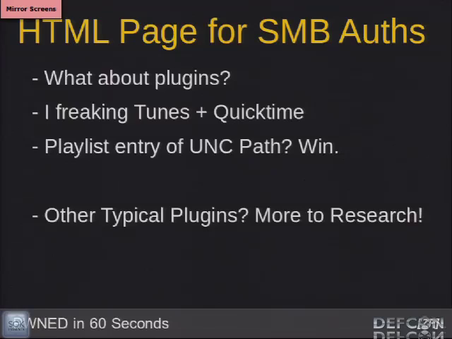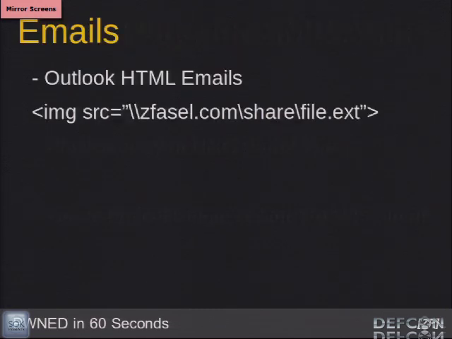So as I went through the list of different applications and QuickTime popped up, I thought, well, how do I get QuickTime to connect to a rogue network server to get the user's username and password? After a little tinkering, we found out that you can put a playlist together with a UNC network path, and they'll automatically authenticate and it'll bypass the local security context. So we need to do a little more work into other plugins, but for now, QuickTime I think is one of the bigger impacts.